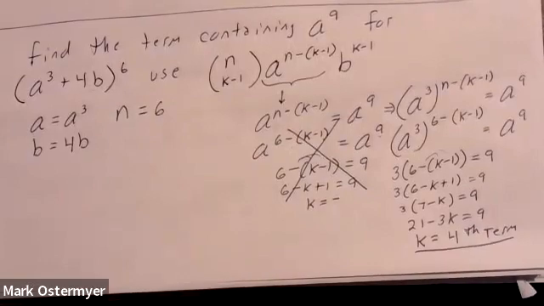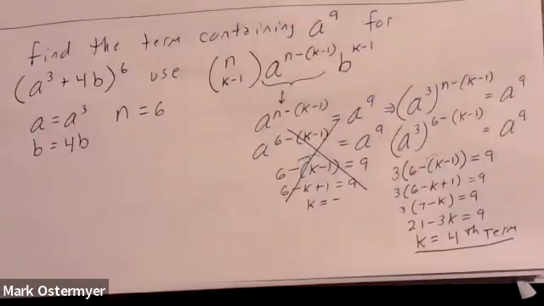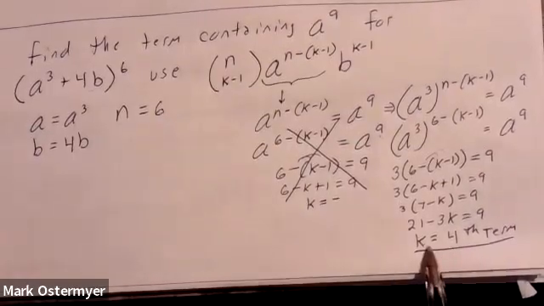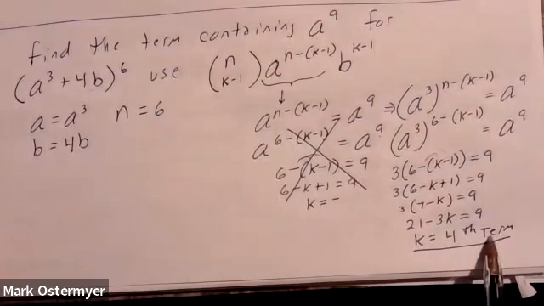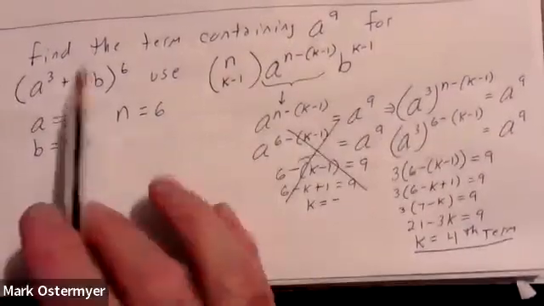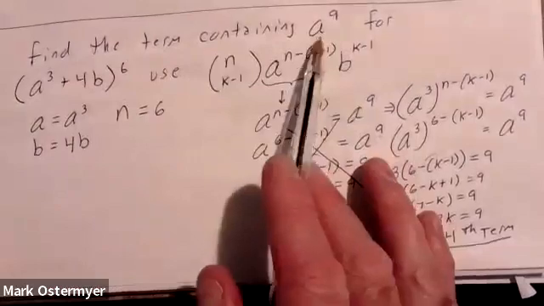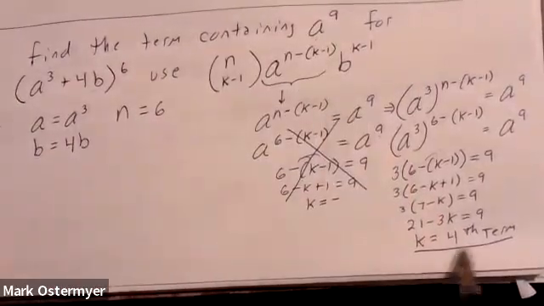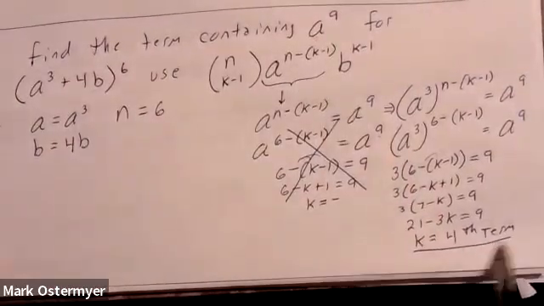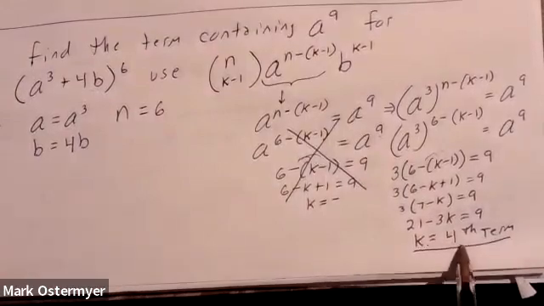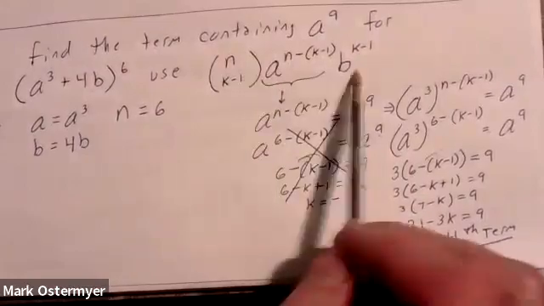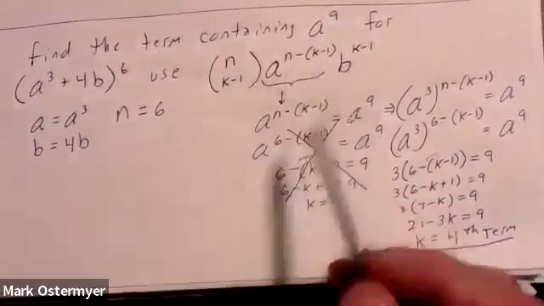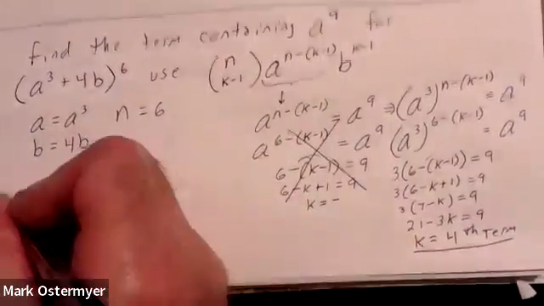All right, now, suppose you actually wanted to find what the 4th term is. I mean, I just wanted us to find what term had a to the 9th in it, and that is the 4th term. But how would we actually determine what the 4th term is? Well, now we know that it's the 4th term. We can use this to generate the actual 4th term of this expansion.